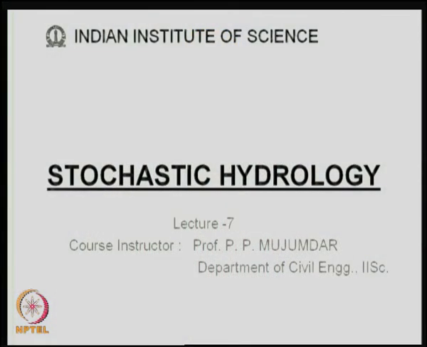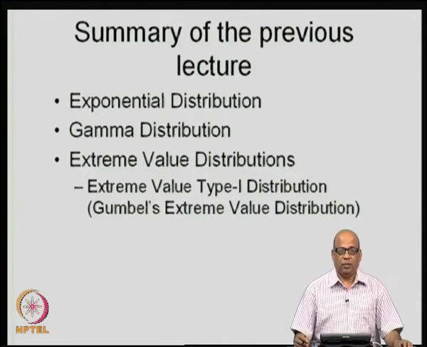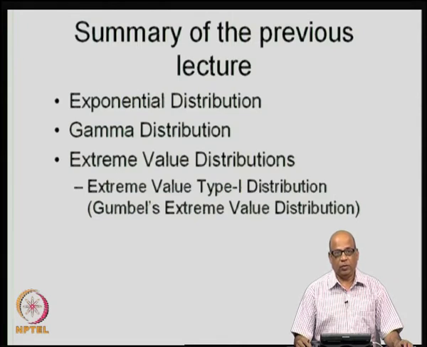Good morning and welcome to this seventh lecture of the course Stochastic Hydrology. In the last lecture, you can recall that we discussed the exponential distribution, the gamma distribution, and we introduced the extreme value distributions. If you recall, the exponential distribution is generally used when we are interested in the time between two critical events. Let us say the time between two flood events, which itself is a random variable, then we would be generally using the exponential distribution.